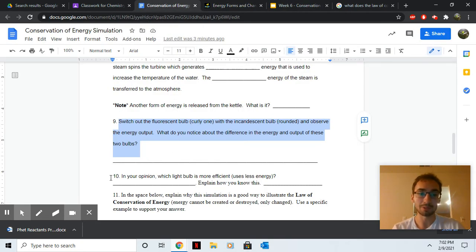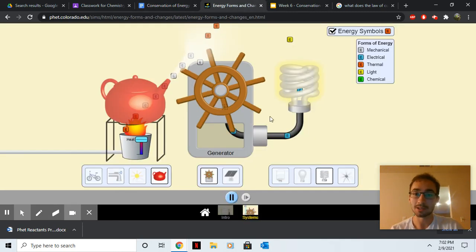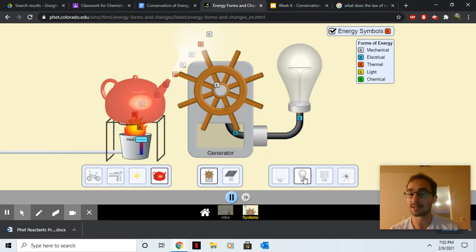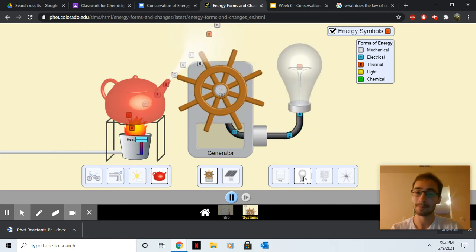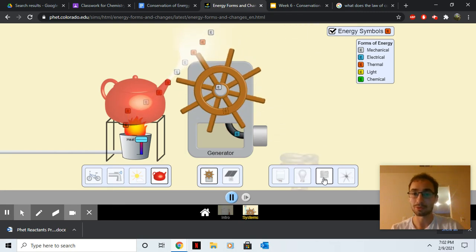Then 10, in your opinion, which light bulb is more efficient? Or which one uses less energy? Look closely, which one will light up faster, and which one needs less energy to start, to get going? Is it the round one, the incandescent bulb, or the fluorescent one?